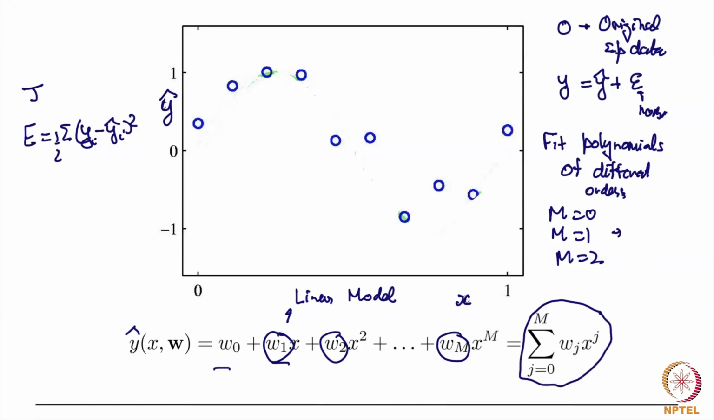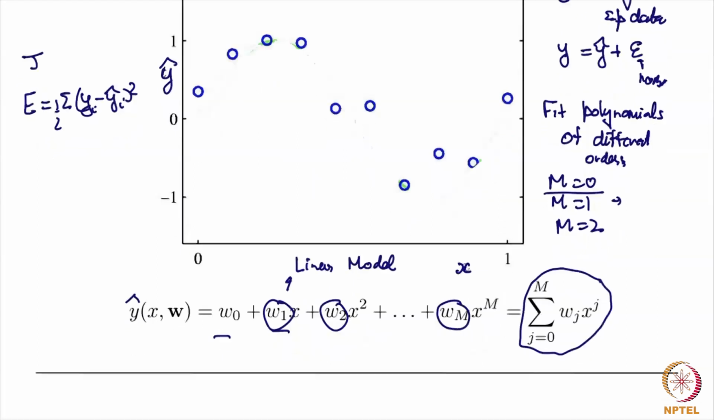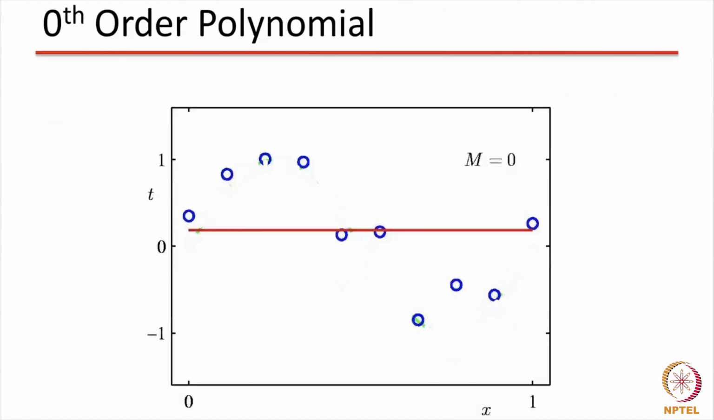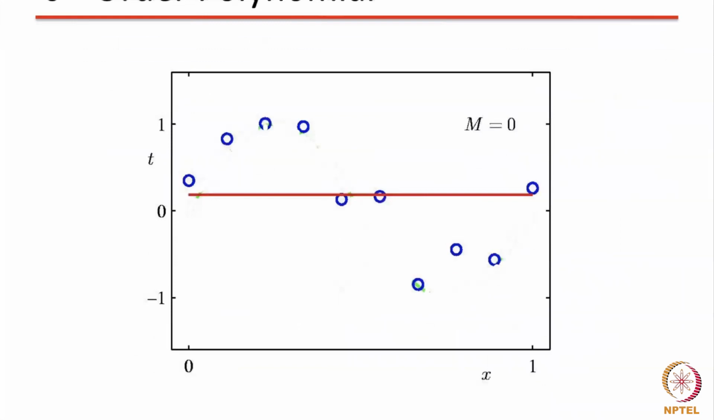So let's go step by step. We will start with the m equal to 0 case. You can set m equal to 0. How do you find this model? Simple, find J equal to half sigma of (y minus y hat) squared. And let's say y hat is simply w0. Then you minimize J with respect to w0.